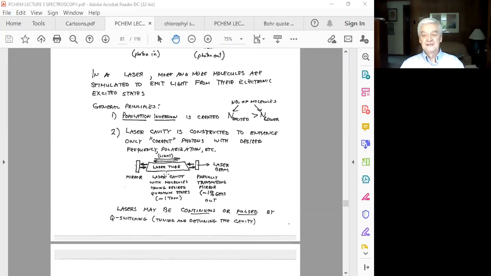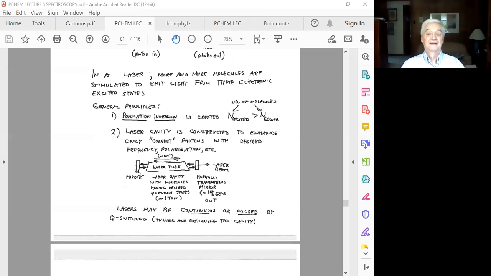Once one photon is stimulated to give two photons, they start flying back and forth in this laser tube. And you have to have very precisely designed mirrors. These mirrors have to be exactly spaced, so you get an integer number of waves traveling between these two mirrors. If you don't have exactly an integer number of waves, you're going to have destructive interference.